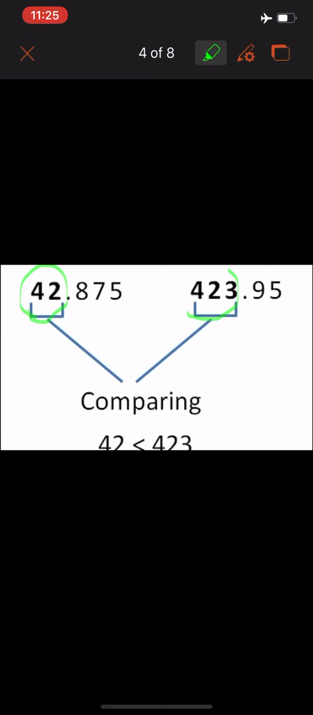I told you, we will start by comparing the whole, right? So we will start to compare from the left side. What do we have on the left side? 42. What do we have here? 423. Which one is greater? Directly, it will go with 423. No need, girls, to count number by number, okay? What if the amount here is equal to the amount on the other side? We will go to the next digit.